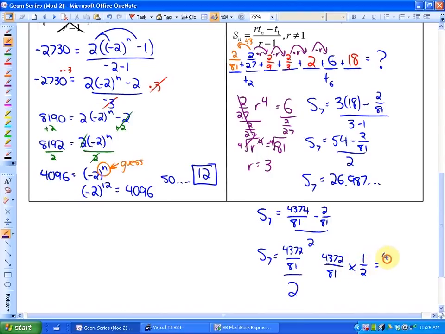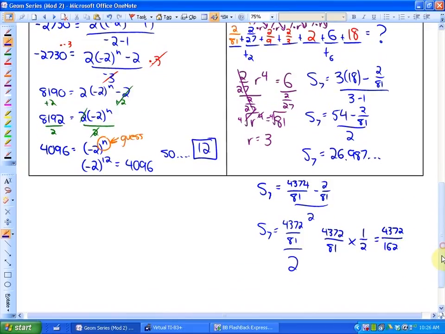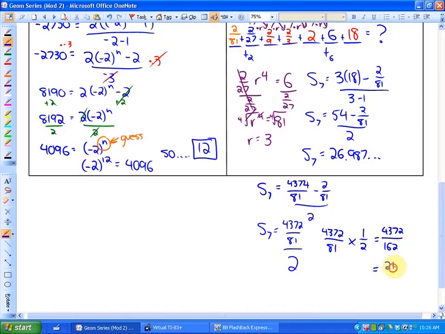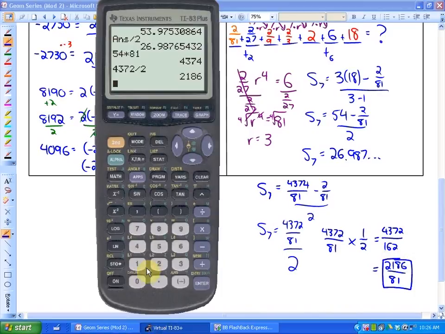So it would be equivalent to 4372 over 162, and I could put that in reduced form if I'd like to. So I could divide those by 2. 4372 divided by 2 is 2186, so 2186/81. And that might be the most reduced form. Now what you'll see is if I do divide that, 2186/81, I'll also get the same answer, 26.987, that I already had previously.